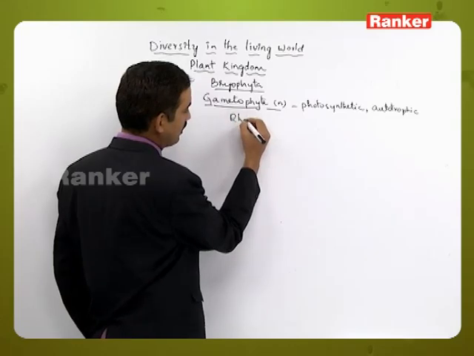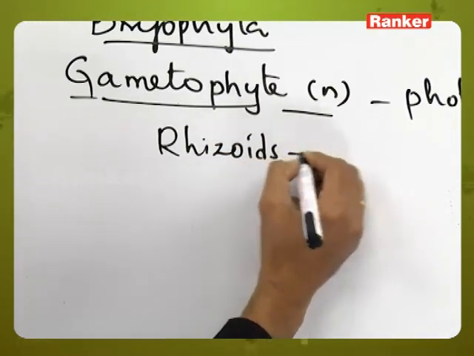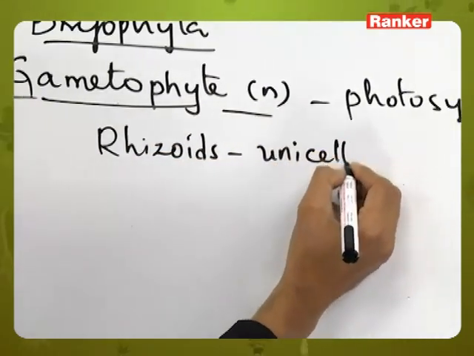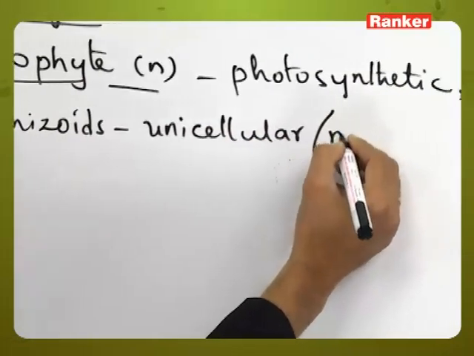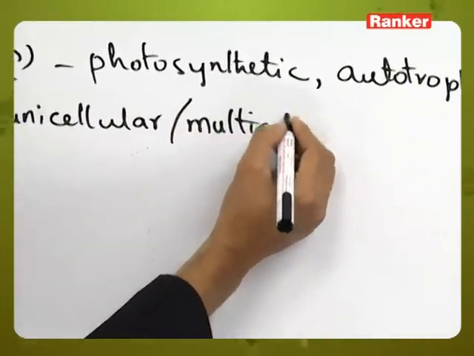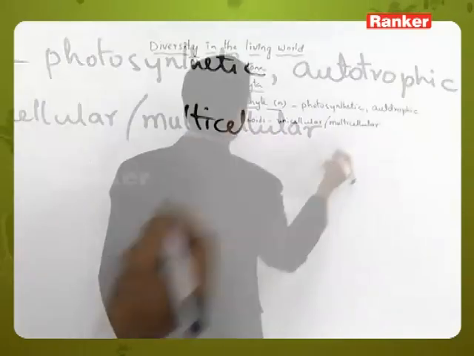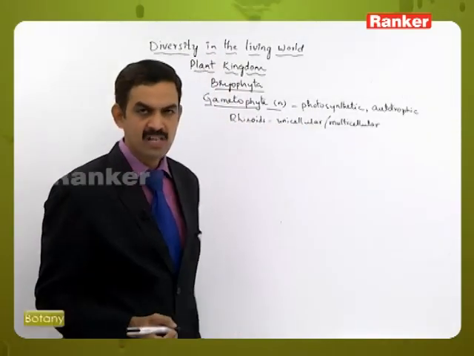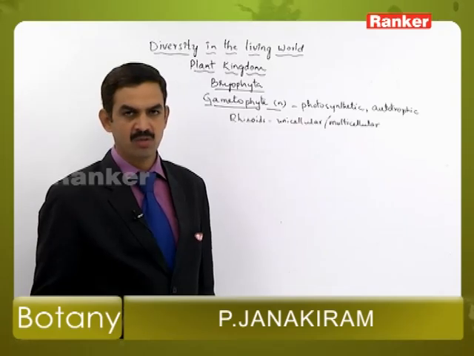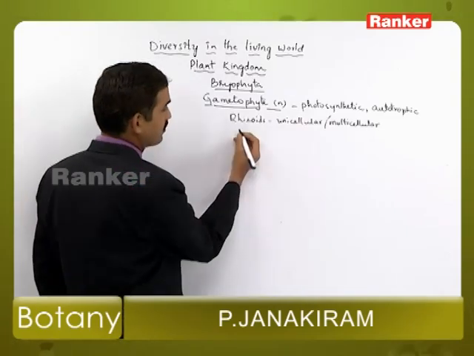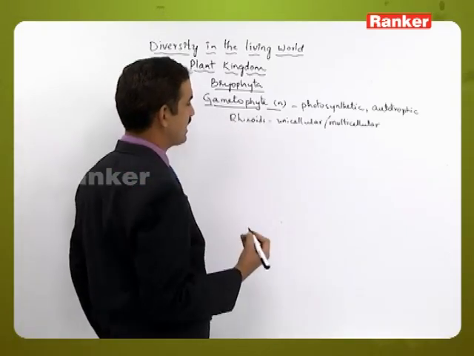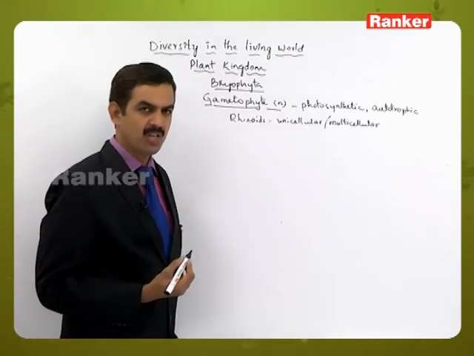Here the rhizoids are either unicellular or multicellular. They will absorb the nutrients and water from the soil and provide it to the plant body. Apart from this one, they have the other parts like the caulioids and the phylloids.